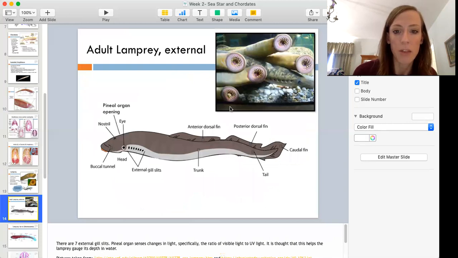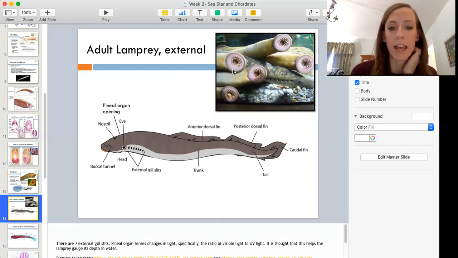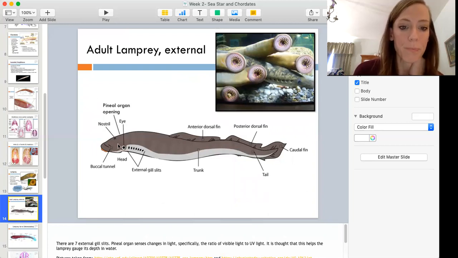And we had looked at the mouth parts. So the entire buccal funnel shown here is here on this guy. It's got the teeth, the raspy tongue, the buccal papillae. And then also on the top of the head, there's a nostril, an opening to the pineal organ.